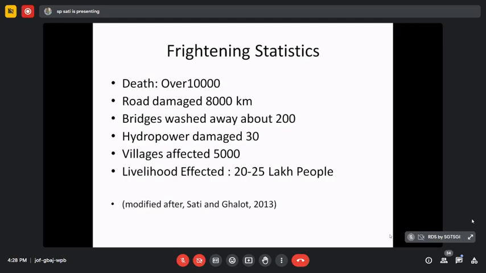Some economists and people working in the social sciences say that about 20 to 25 lakh people had their livelihood affected by this event. And I will tell you a story: there is a village called Lamgondi, very near to Guptakashi, and most of the men from that village work in Kedarnath during the yatra season. Most of them were killed, and that is why that village became a village of widows. That was the situation over there.